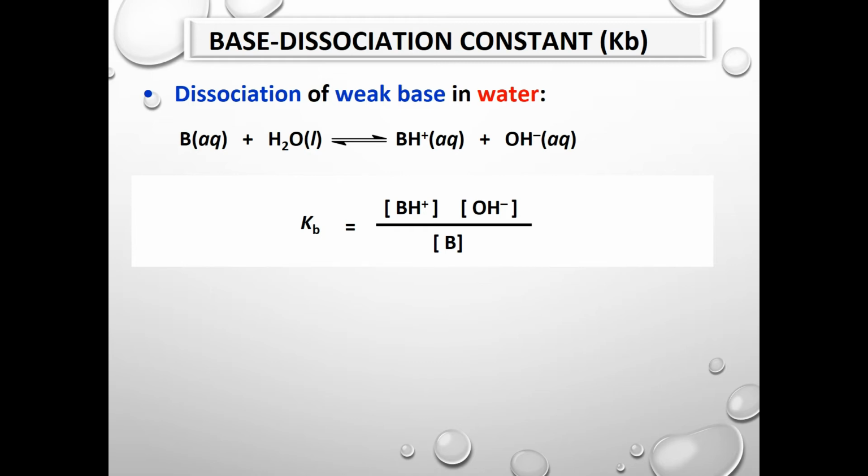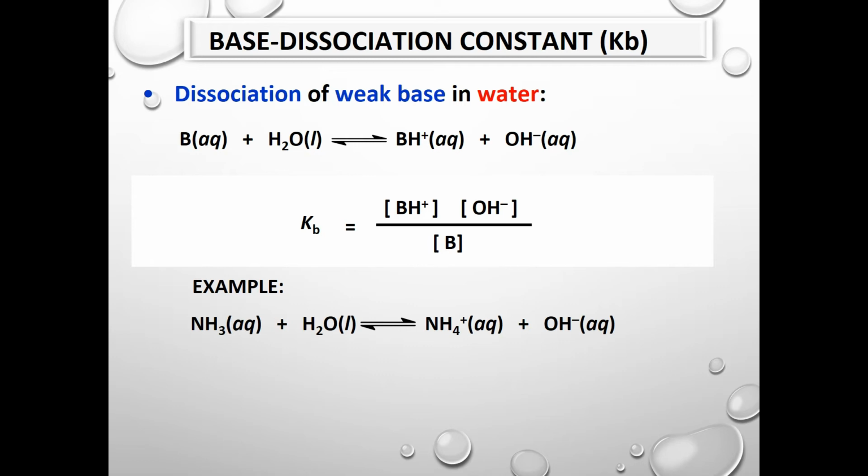Let us look at an example. For the dissociation of a weak base ammonia, ammonia dissociates partially in water to produce ammonium ions and hydroxide ions. The expression of Kb can be written as the product of the concentration of ammonium ions NH4 plus and hydroxide ions divided by the concentration of the weak base ammonia.